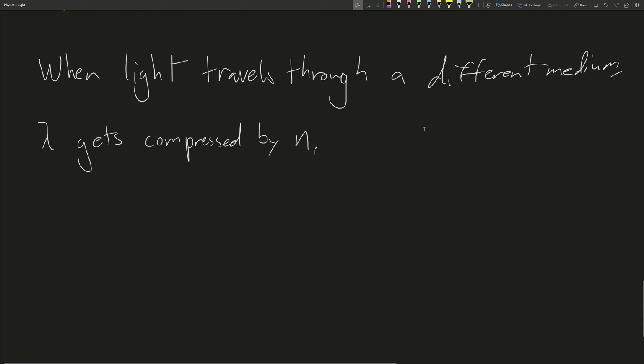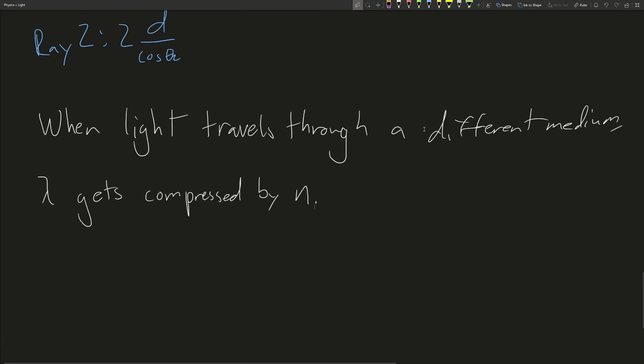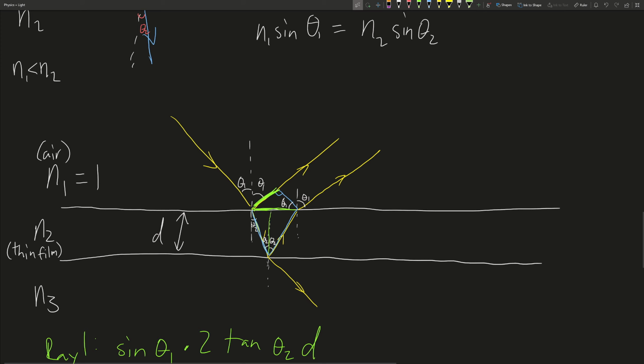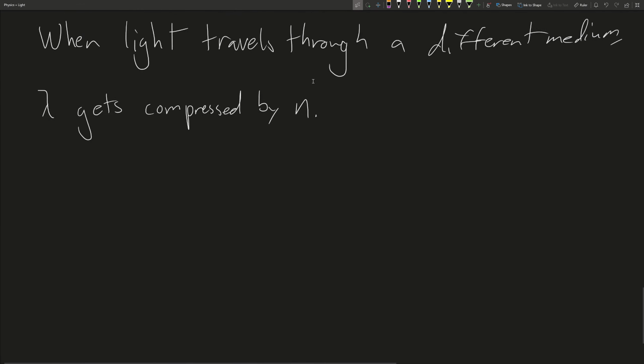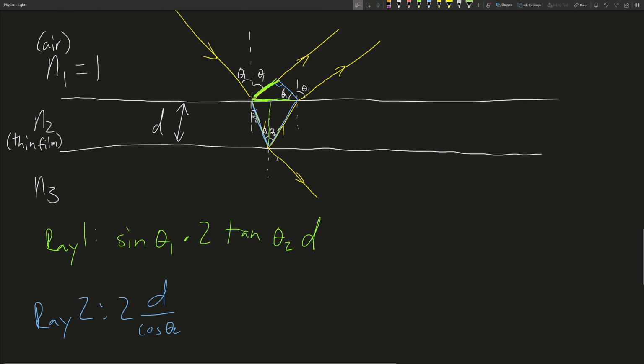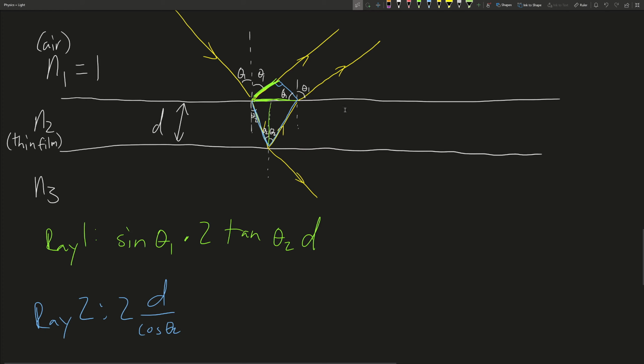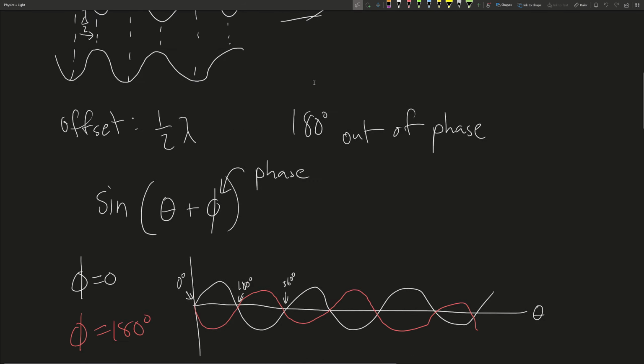However, since we're comparing wavelengths, we care about how many wavelengths it traveled while in this medium. And so if light gets compressed by n, we need to scale this distance by a factor of n to undo this compression in air. So if it travels one wavelength in this medium, and it travels one wavelength in air, we want those two to be the same offset, since we're trying to find the offset of their wavelengths.